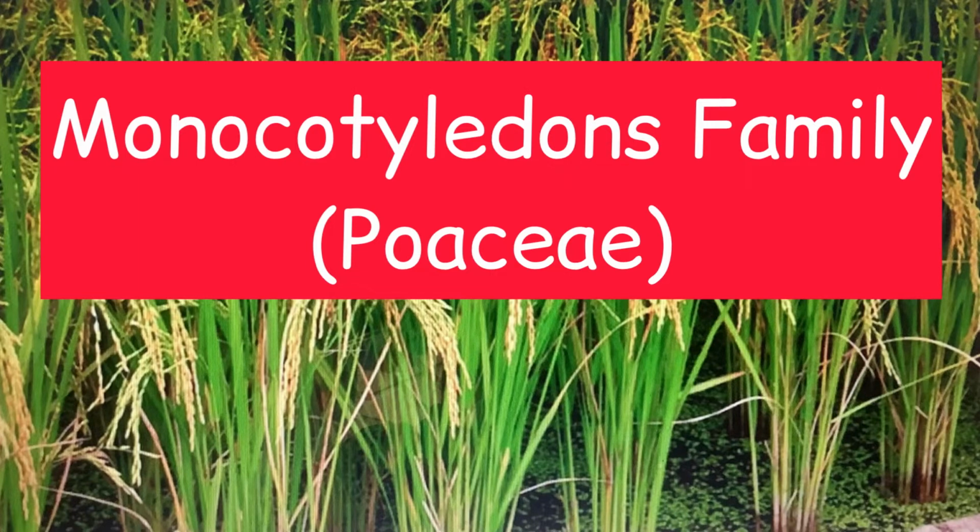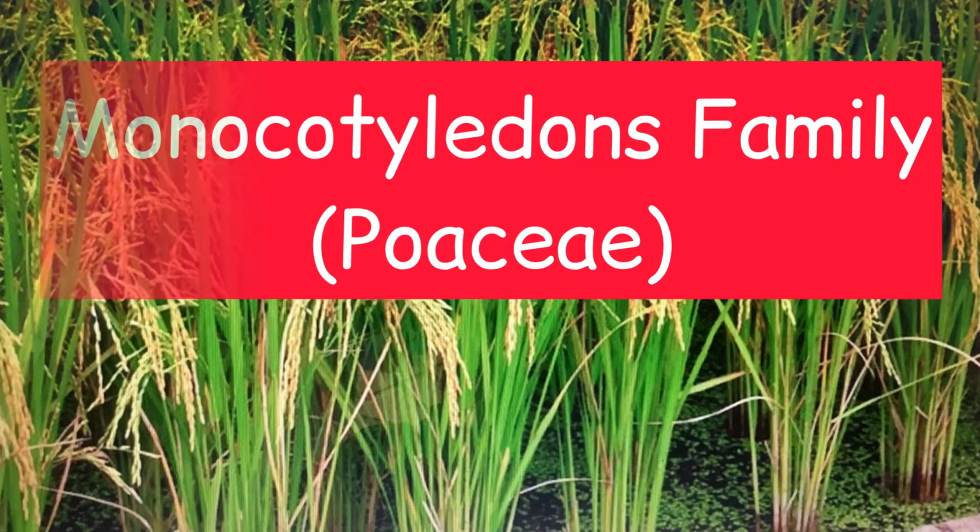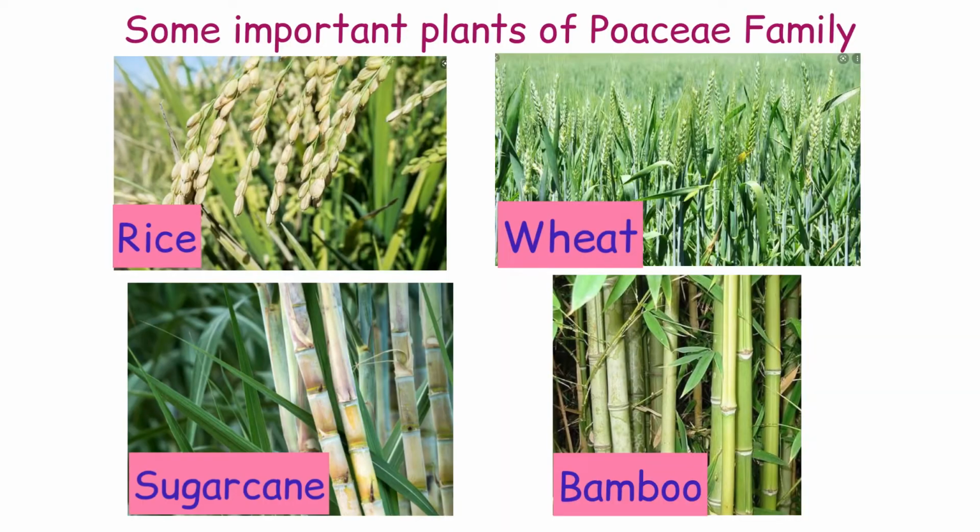Before we get to know about the Poaceae family, we will know the names of some important plants belonging to this family. Then it will be easy for us to know and understand about this family. We all know these plants: paddy, wheat, sugarcane, bambusa. These are the most well-known plants of this family. At the end of the video, their scientific names will be given.